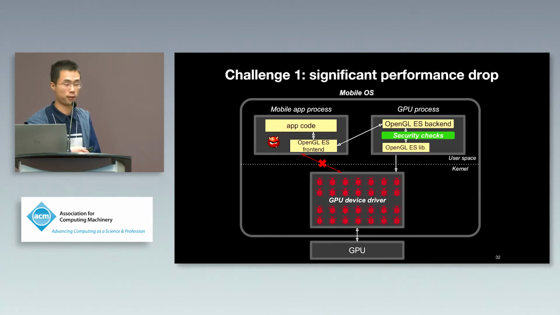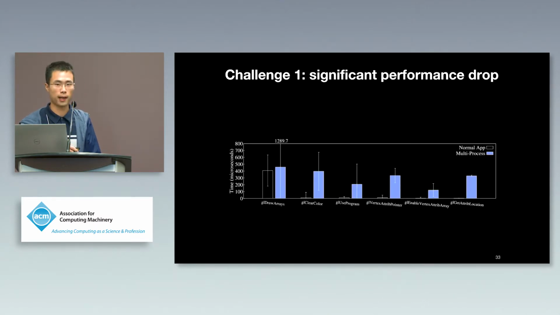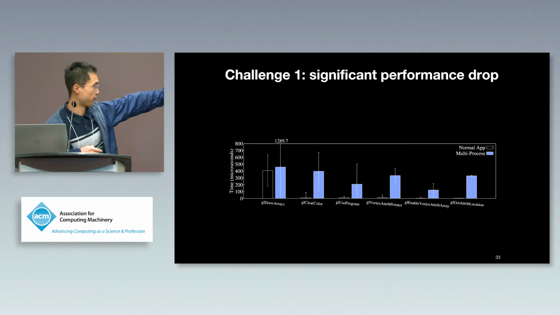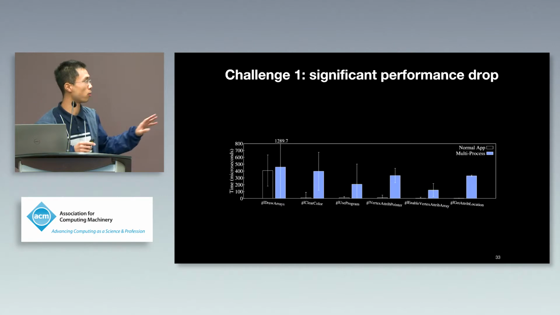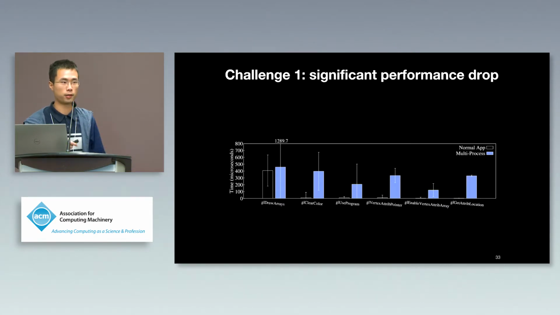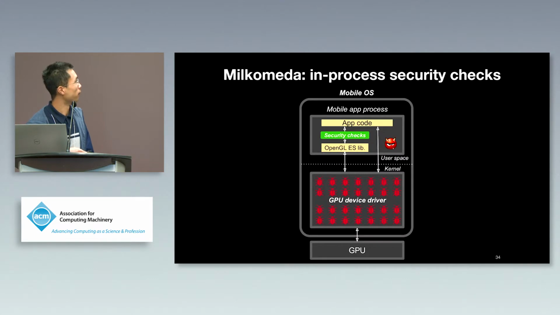But we face the first challenge. It will have a significant performance drop. To show you the performance drop, we actually implemented a set of IPC versions of OpenGL ES calls. On the y-axis, you have the time measured in microseconds. On the x-axis are different microbenchmarks, right? We compare the mobile app and the multi-process version of OpenGL ES calls. You can see the performance drop is quite bad.